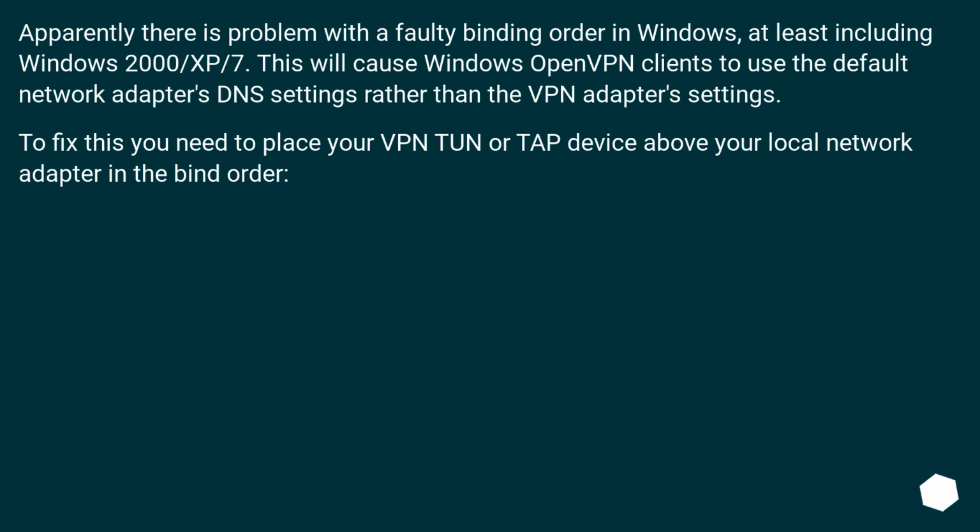Apparently there is a problem with a faulty binding order in Windows, at least including Windows 2000/XP/7. This will cause Windows OpenVPN clients to use the default network adapter's DNS settings rather than the VPN adapter settings. To fix this, you need to place your VPN tunnel TAP device above your local network adapter in the bind order.